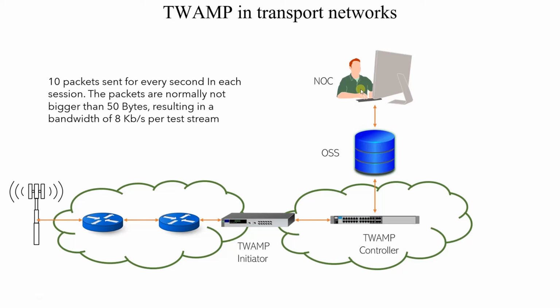Okay, similar to the active performance measurement with the Y.1731 protocol, how much bandwidth is required for the TWAMP solution? Ten packets are sent every second in each session. The packets are normally not bigger than 50 bytes, resulting in a bandwidth of 8 kbps per test stream. So this 8 kbps test stream will be injected into the transport network along with the data traffic. This is how we measure the performance of the transport networks.